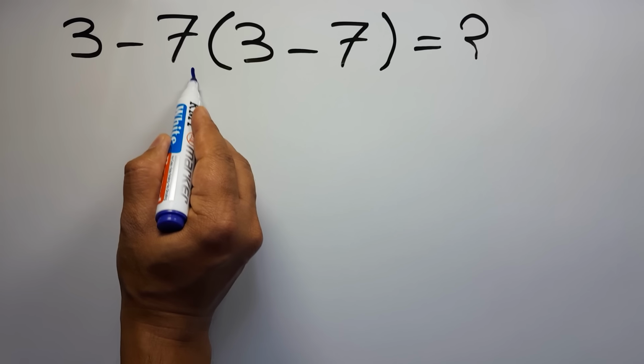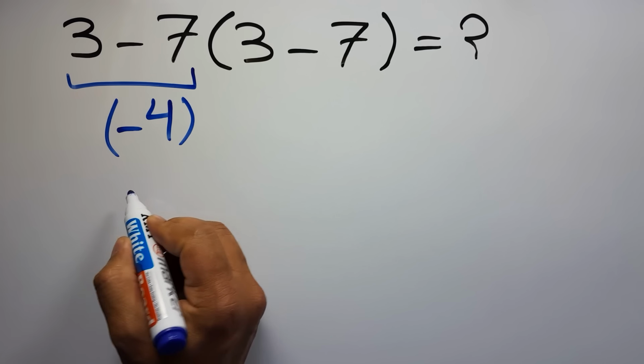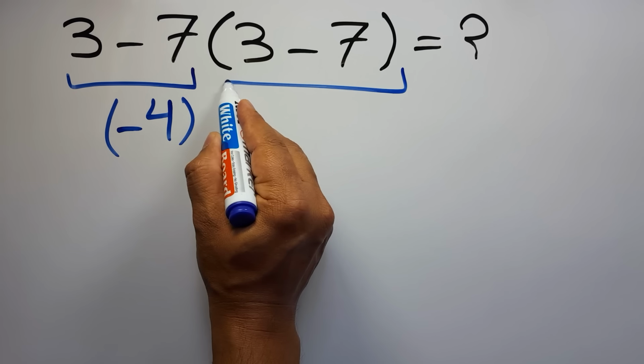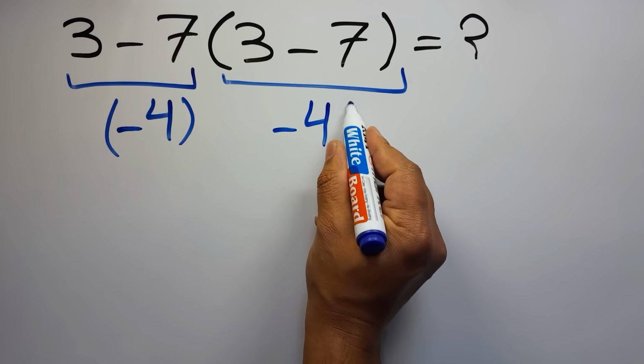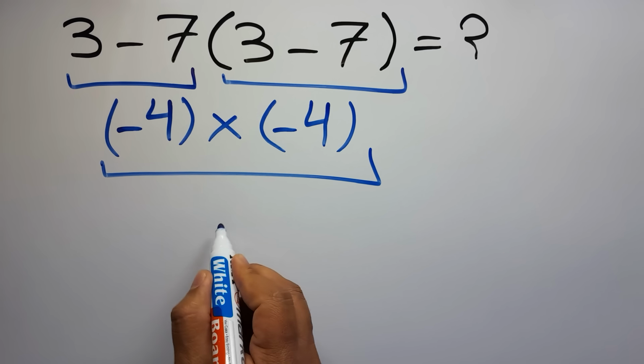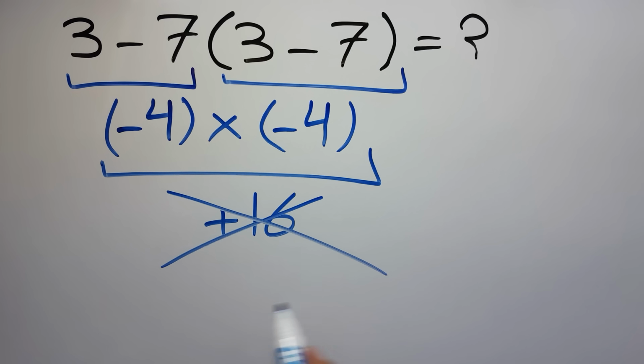3 minus 7 gives us negative 4. And again, inside this parentheses, we have 3 minus 7. So negative 4 times negative 4 equals positive 16. But this answer is not correct.